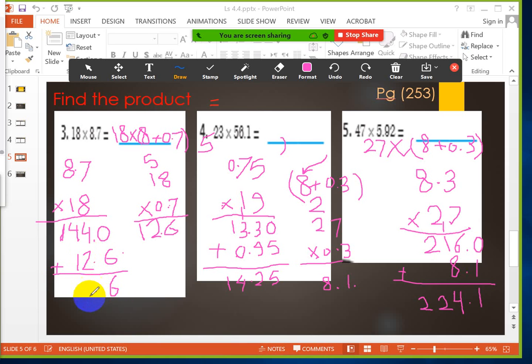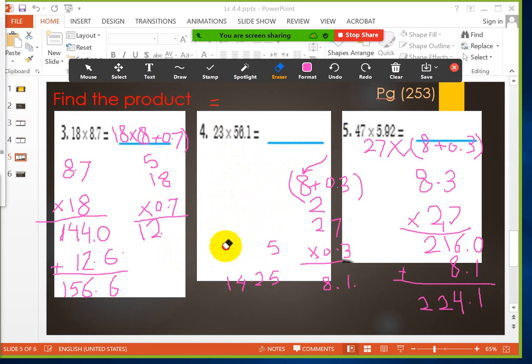4 plus 2 equals 6. Okay, I will write it again. 4 plus 2 equals 6. 4 plus 1 equals 5. And the 1 will be here. The final answer is 156.5, sorry, 156.6. Okay? Now number 4.